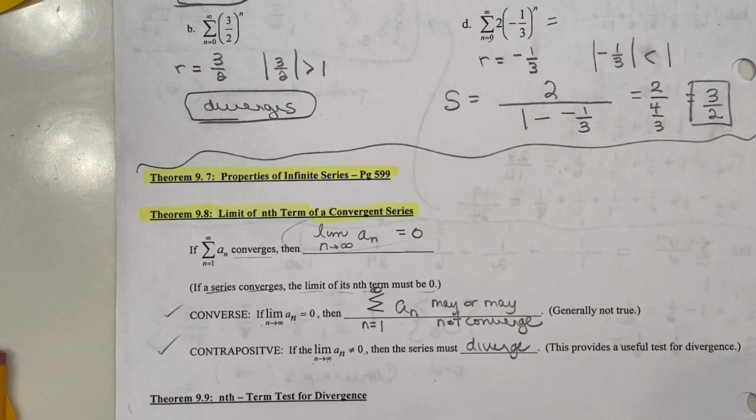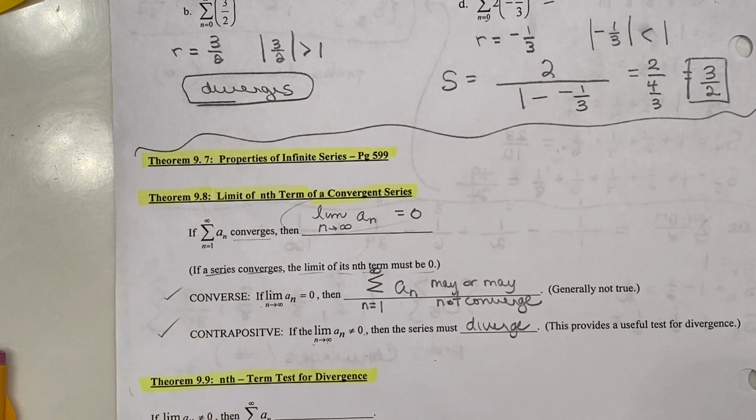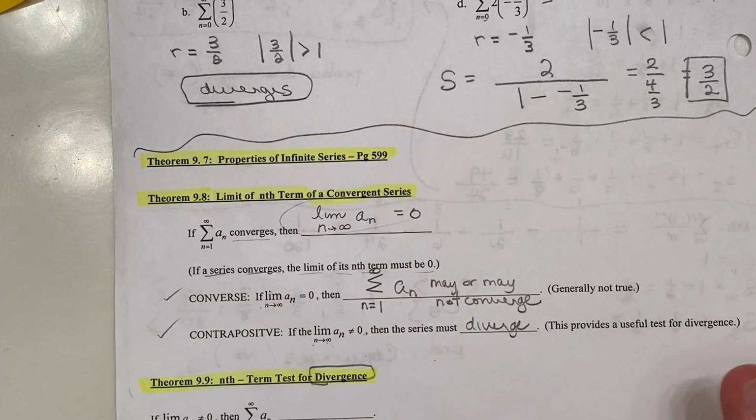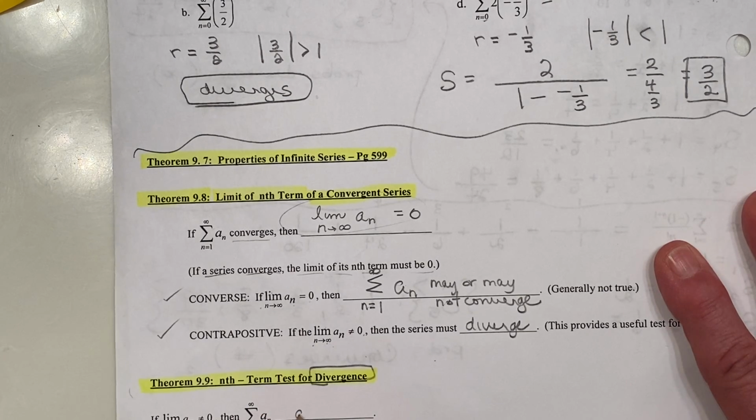So from that, we come up with theorem 9.9. We have a test for divergence. Not convergence, but this is a test. The nth term test is for divergence. So it says that if the limit as n goes to infinity does not equal 0, then that means the infinite series has to diverge.